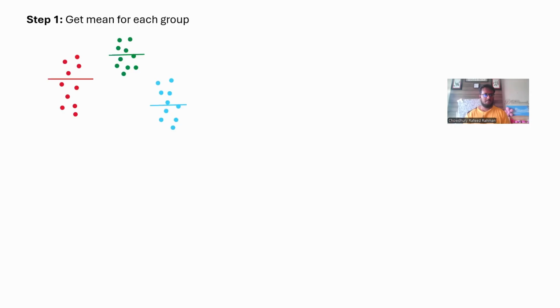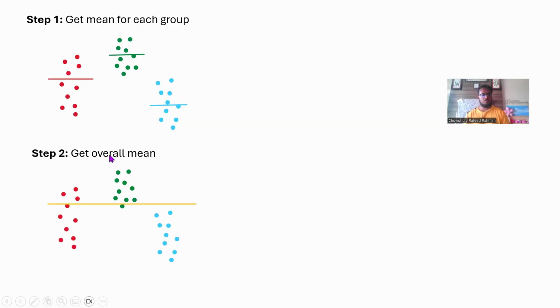Let's first take a step back and see each of the steps of the ANOVA test. Step 1: get the mean for each group. You need to get the mean for each of the three groups. Step 2 is to get the overall mean. If you just sum all these heights up and divide by 30, you are going to get a mean, and that is this mean, suppose.